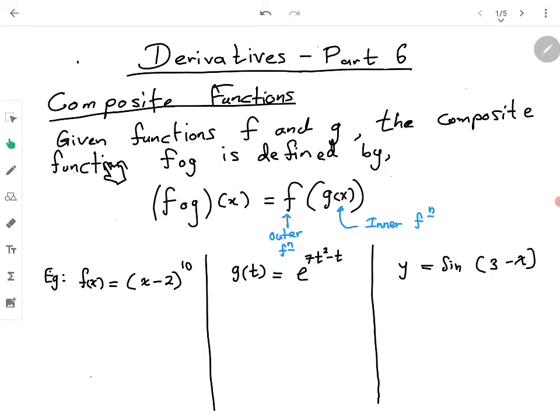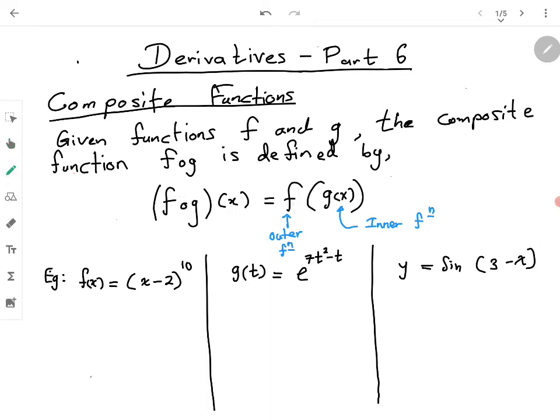is defined like this. So, given two functions f and g, the composite function has this notation f circle g and is defined by this. So, the composite function is defined like this. It's a function inside of another function. So there's an outer function which is the f function and the inner function which is the g function. So think of this new type of function as a function inside of another function.